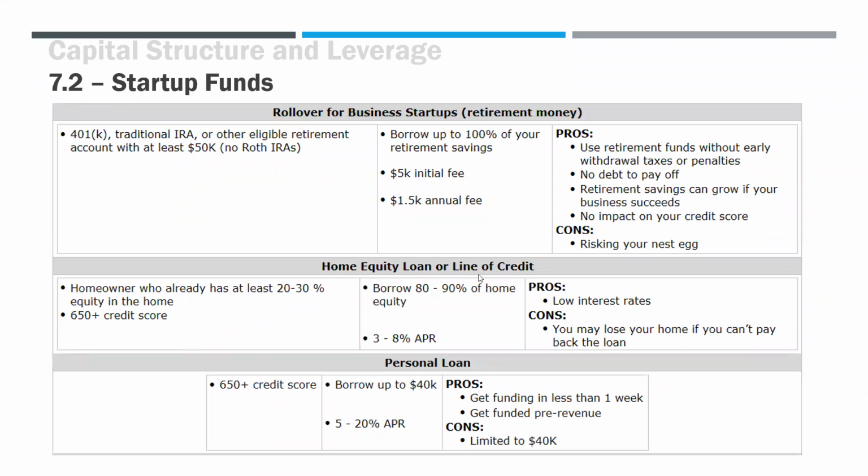Another option, and this one is actually pretty common, and that is a home equity loan, home equity line of credit. Who qualifies is a homeowner who has at least 20 to 30% equity in their home and a 650 plus credit score. And there are different ways that credit scores are done when dealing with home financing. They're a little more strict. So you can borrow up to 80 to 90% of your home's equity. Interest rates are nice and low right now, a lot lower than actually taking out a personal loan.